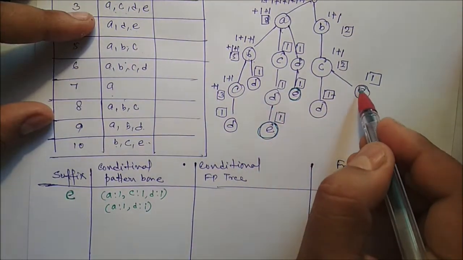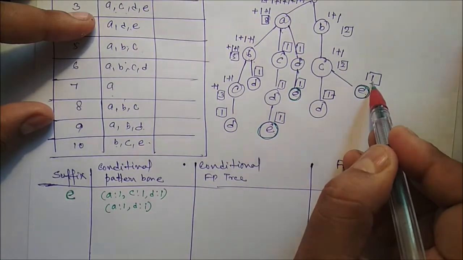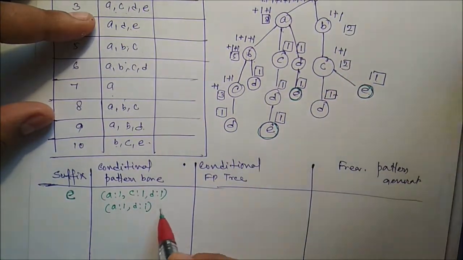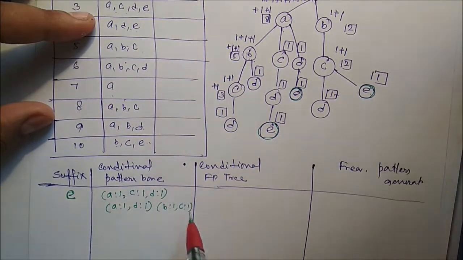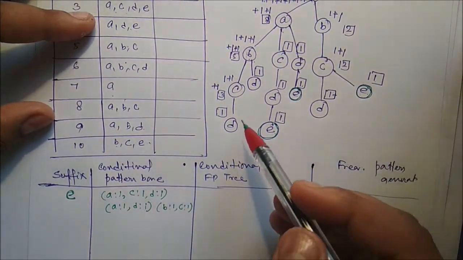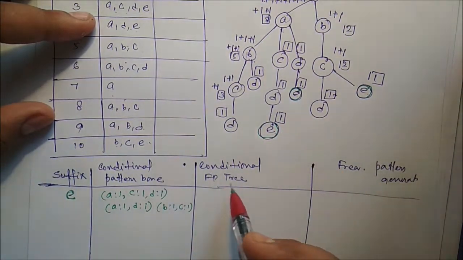Another E is this one. So it is a single time. So there must be one path, B1 and C1 for this particular E. So any other E? No. After that we have to identify the conditional FP tree.